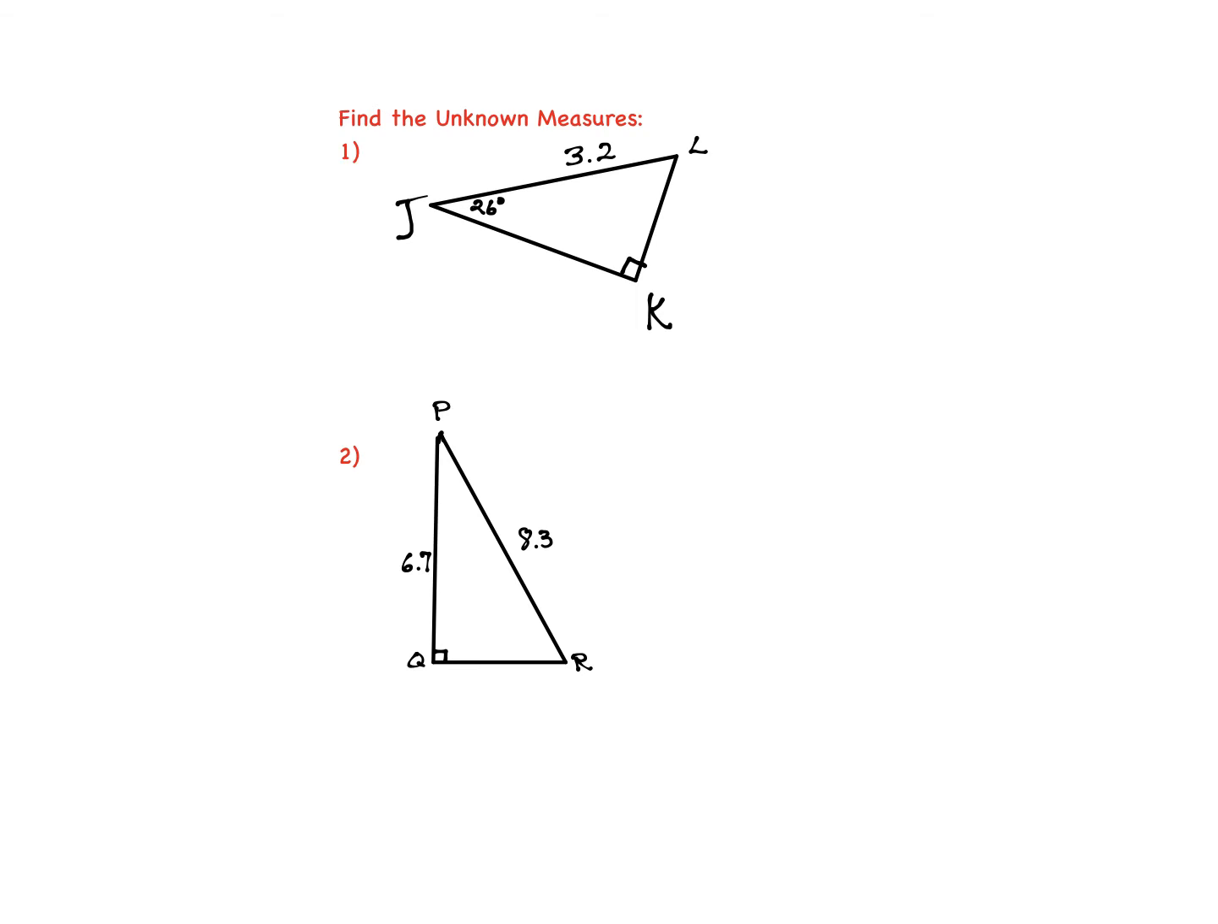of the missing pieces. We need to find angle J. We know angle J. We need to find angle L. We need to find side LK, and we need to find side JK. And you should have all of the tools that you need to solve those using trig functions. So pause the video, give those a shot, and let's see how you do on that.